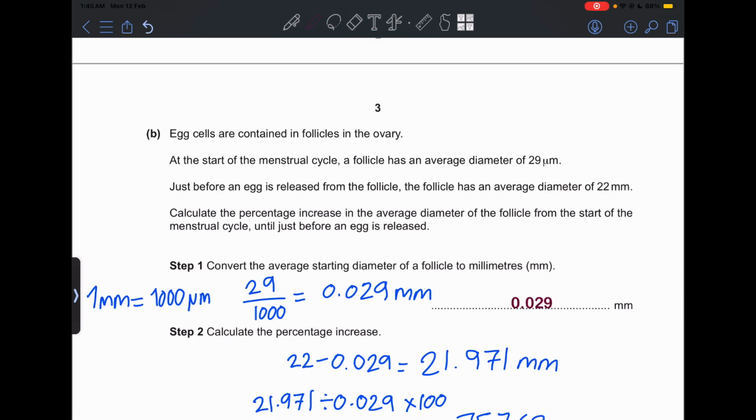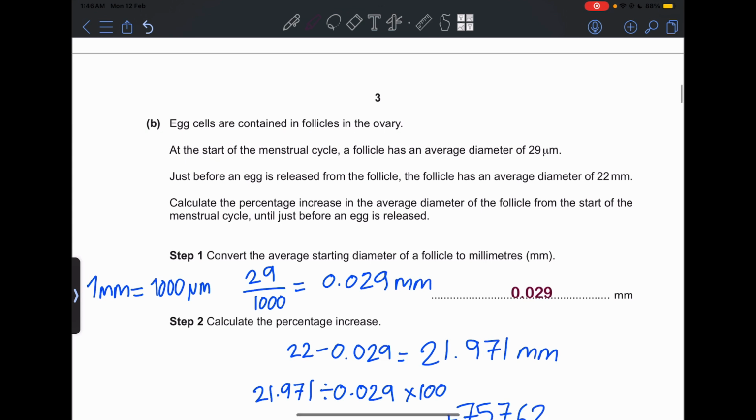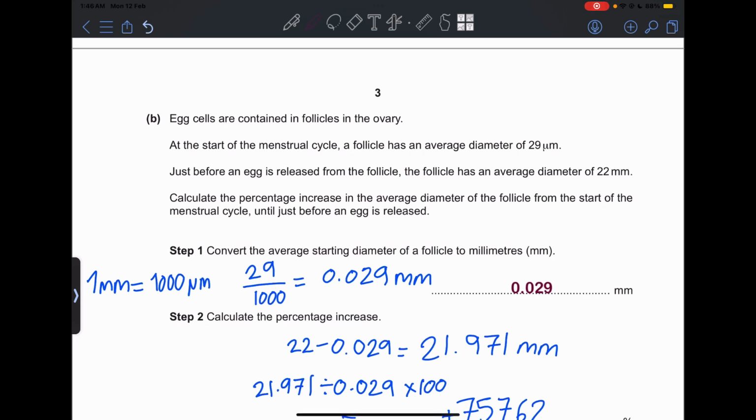B says egg cells are contained in follicles in the ovary. At the start of the menstrual cycle, a follicle has an average diameter of 29 micrometers. Just before an egg is released, the follicle has an average diameter of 22 millimeters. So as you guys can see, there are different units, so you have to make sure to change them to one unit. Calculate the percentage increase in the average diameter of the follicle from the start of the menstrual cycle until just before an egg is released.